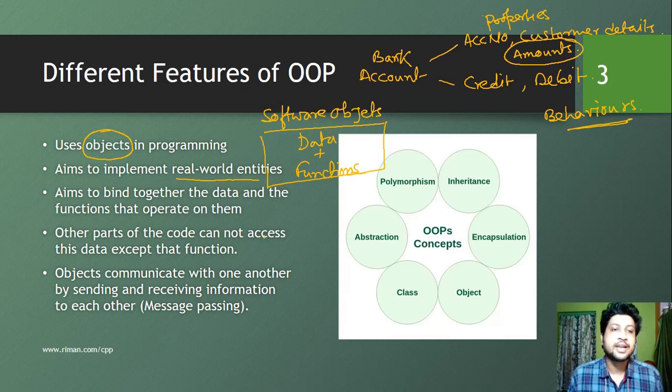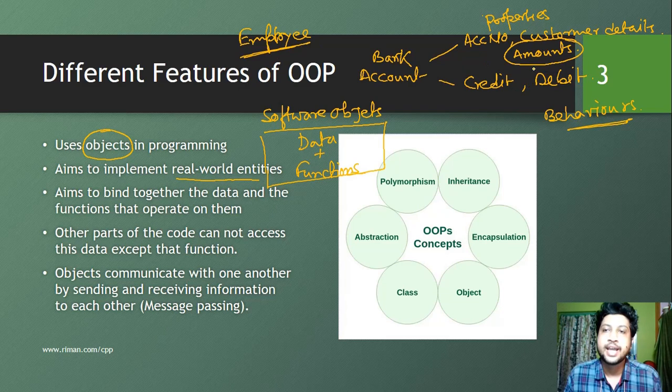Other parts of the code cannot access this data except through those particular functions. Except credit and debit, no other operations can be performed on the amount, account number, or customer data. Suppose we have an employee. Employee entities cannot do any operations directly on account number, customer details, or amount. They have to go through this bank account.